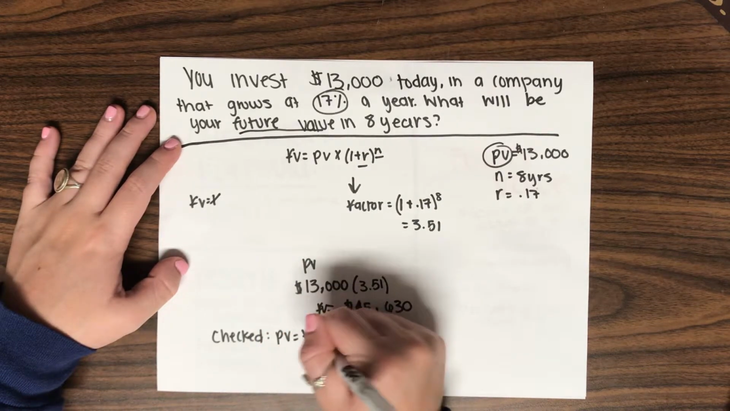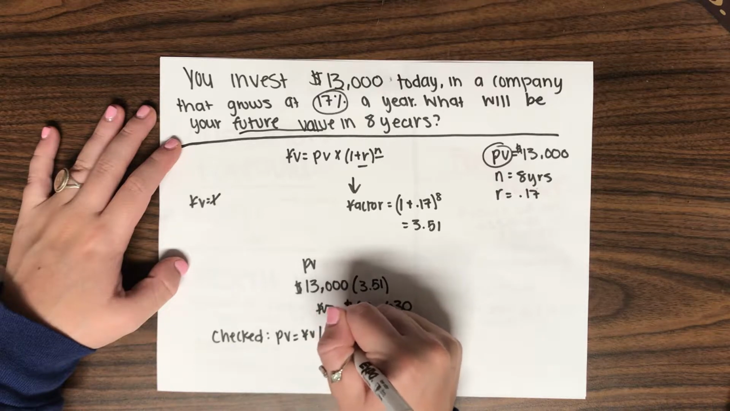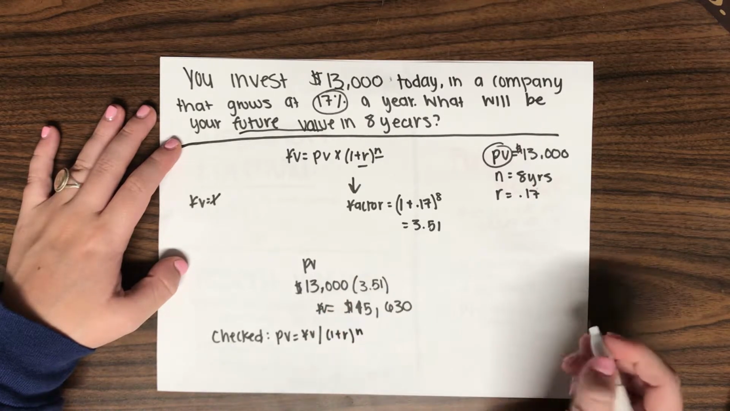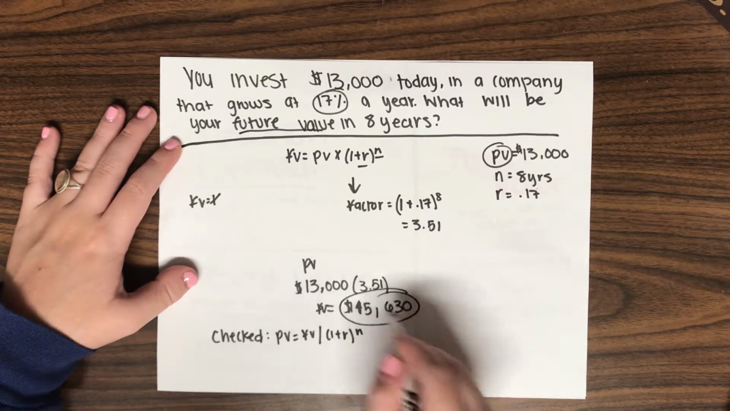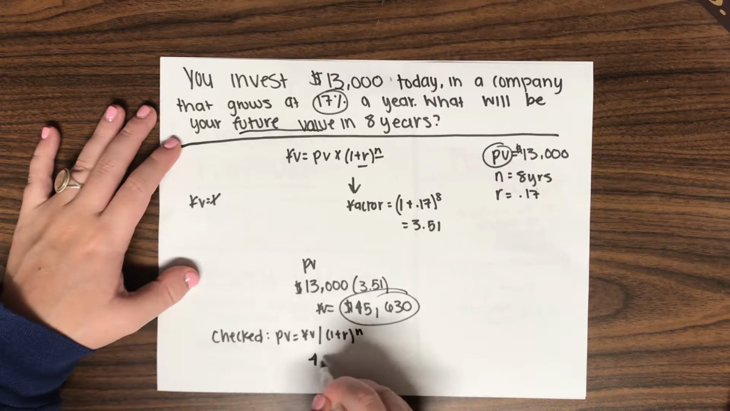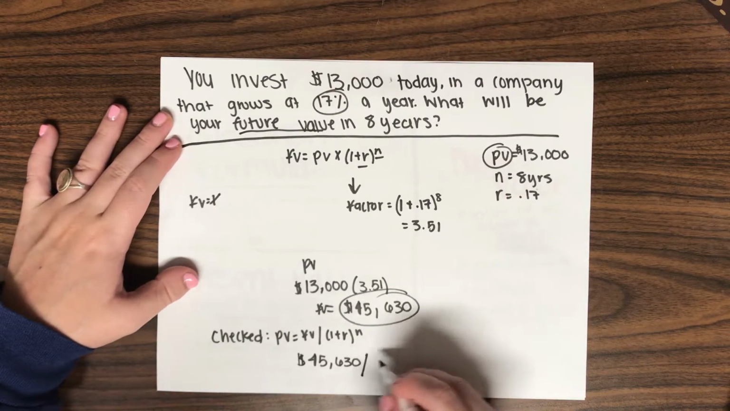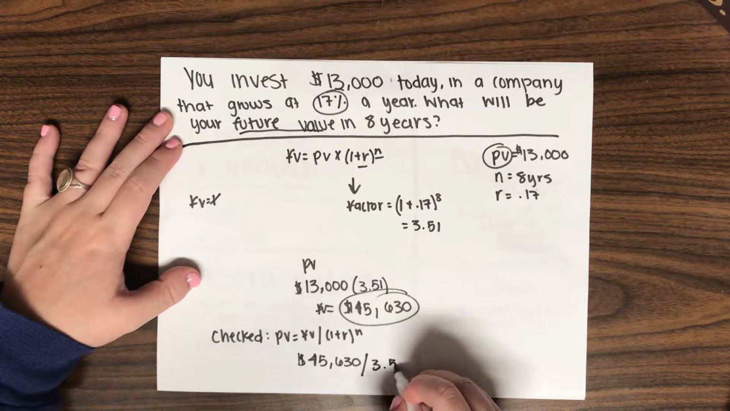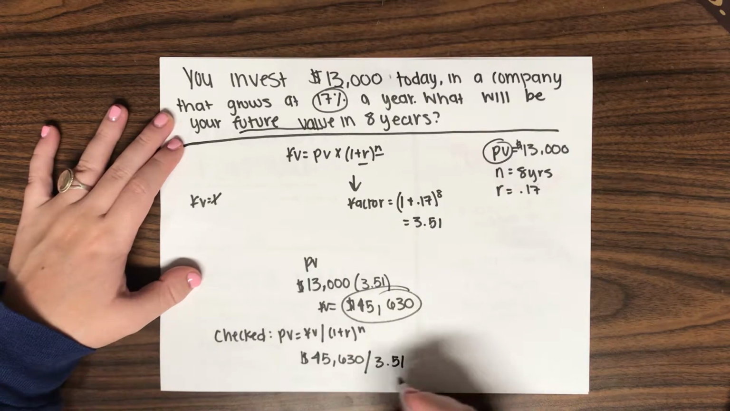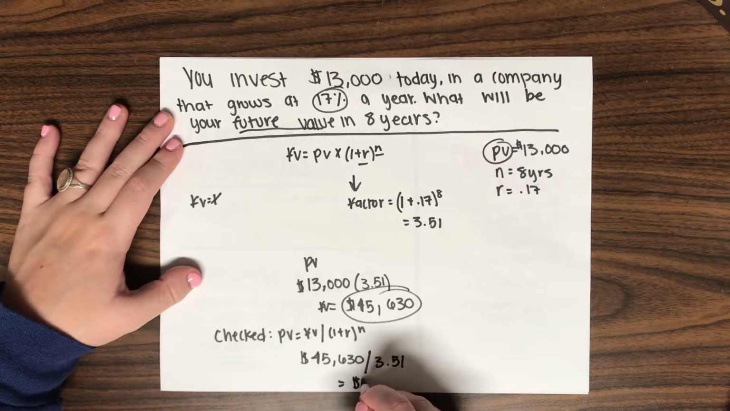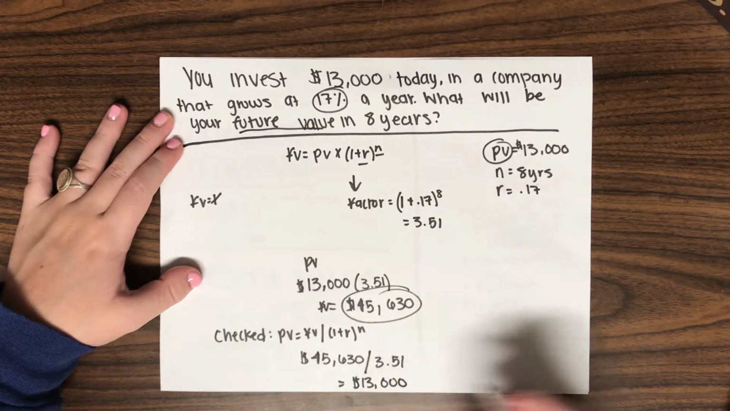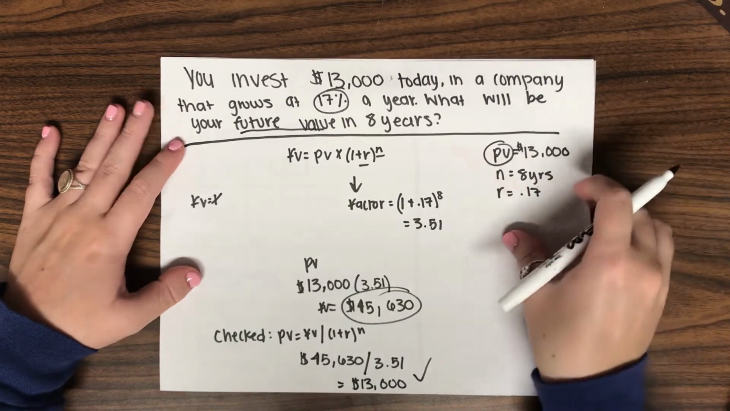Just as we checked our last problem, we can check our future value problem using our present value formula of future value divided by 1 plus r to the n. So we just take our future value of $45,630. We divide it by 3.51, our factor, and we come out with $13,000. So we know we're correct.